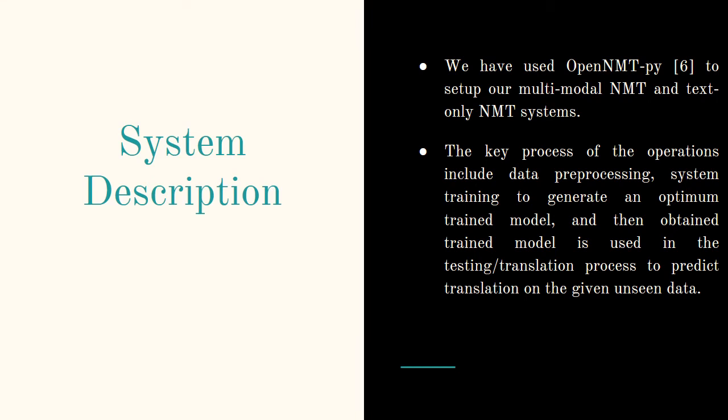For system description, we have used the OpenNMT-Py tool to set up our multimodal NMT as well as text-only NMT system. The system operation includes three things. One is pre-processing, then training to generate the best model, and then the obtained model is used for translation purposes, to predict the translation on the given test data.